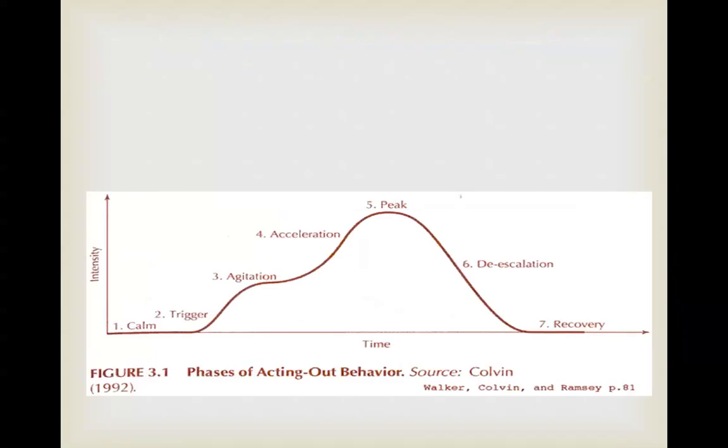Right, so here's a slide that's been around. Again, Walker, Colvin, and Ramsey have identified your typical escalation if you've ever been crisis intervention trained or SKIP trained or any of those things. You've seen a slide like this, right? The individual's calm, they get triggered, it goes up to peak, de-escalation.